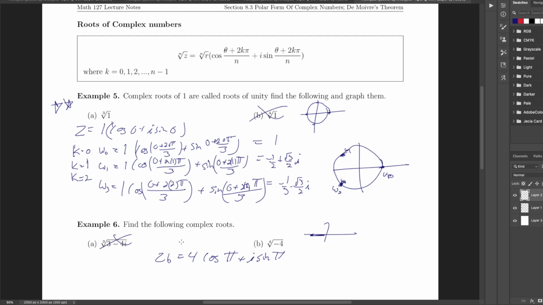If you have trouble, you can just take z equal to negative 4 and then convert it into polar, and you'll get the same thing. But if you understand where it comes from, you can start writing some of it down. So the fourth root would be to do the following.